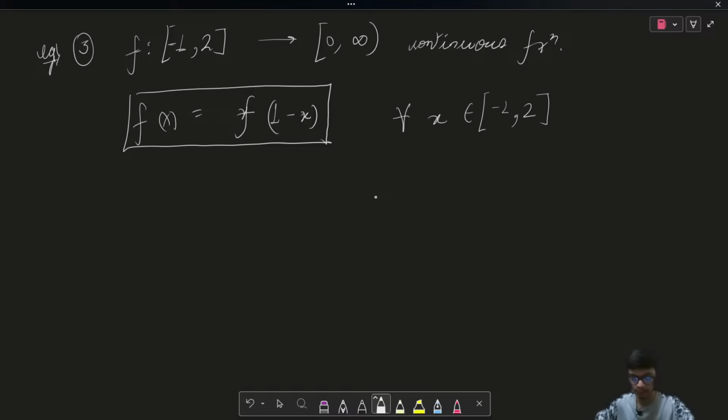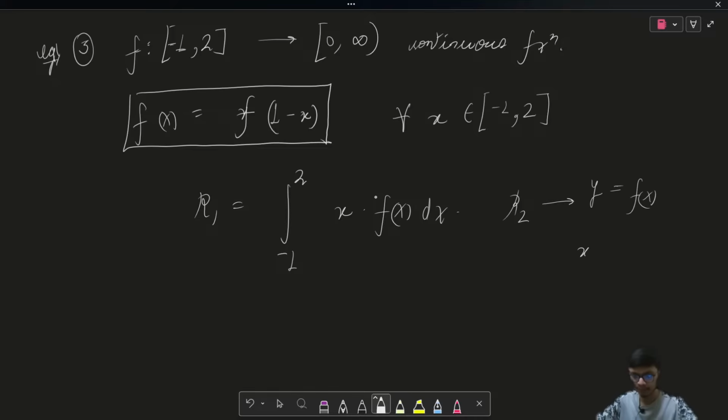Okay. Now it is said that R1 is given as the integral from -1 to 2 of x times f of x dx, and R2 denotes the area bounded by the curve y equals f of x, x equals -1 and x equals 2.